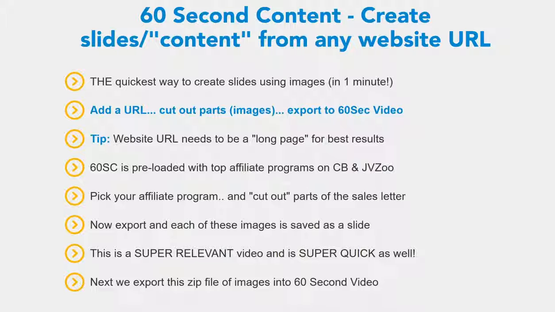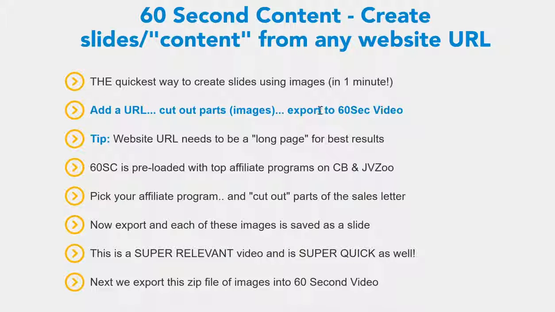So what we're going to do is either add a URL of our own that we want to promote, a website or a sales letter, or choose from one of the preloaded affiliate programs. We're going to cut out parts, i.e. images, to create our content, and then we're going to export that file into the 60-second video tool to create a video.